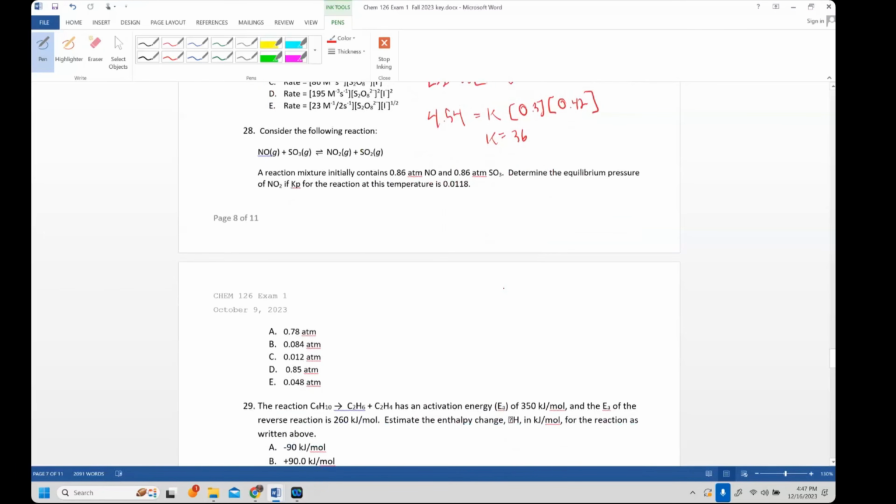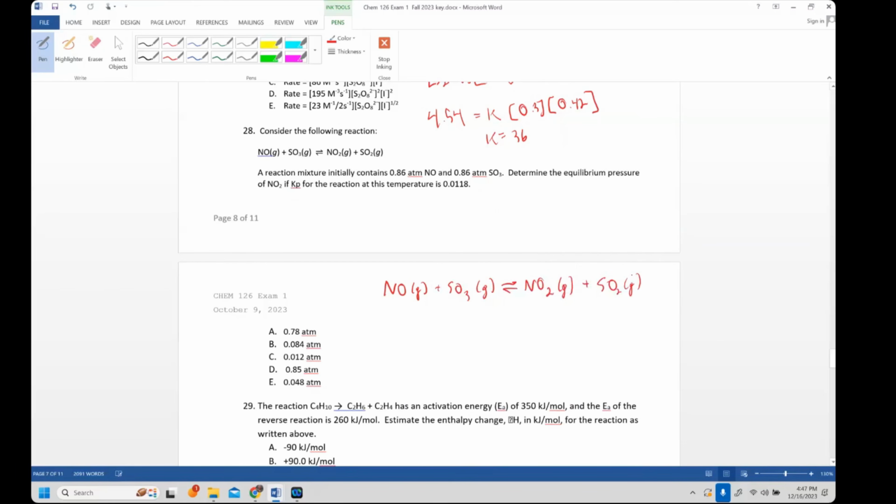So consider the following reaction. A reaction mixture initially contains all of that. Determine the equilibrium pressure of NO2 if Kp is 0.0118. So this screams ice chart. So we're going to write down the reaction again. The way I know it's an ice chart is because we're being asked for equilibrium concentrations. That's the dead giveaway.